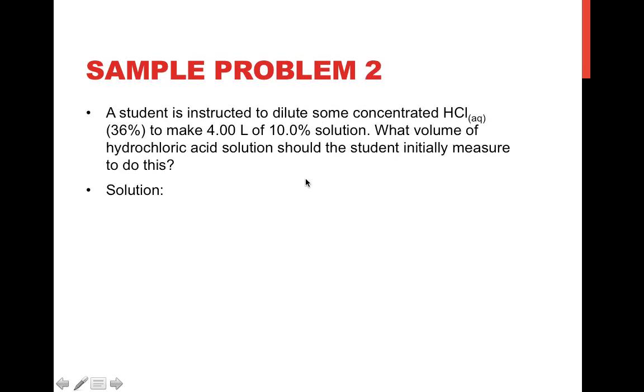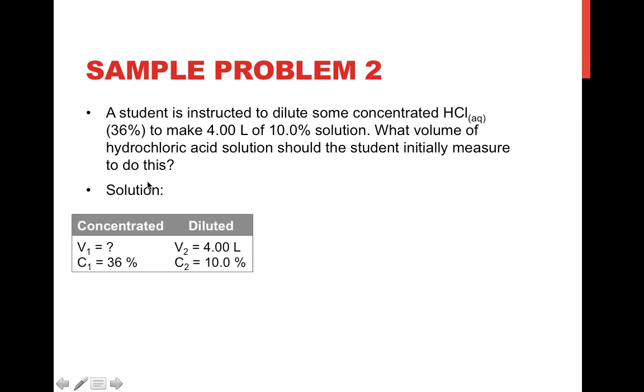Now, let's try sample problem 2. A student is instructed to dilute some concentrated HCl, 36%, to make 4 liters of 10% solution. What volume of hydrochloric acid solution should the student initially measure to do this? Similar to the last problem, we're going to set up our table, concentrated and diluted. We're told we're starting off with some concentrated HCl, and that's 36%, so that's our C1. We're trying to make a 4 liter solution, that's V2, and our final concentration is 10%.